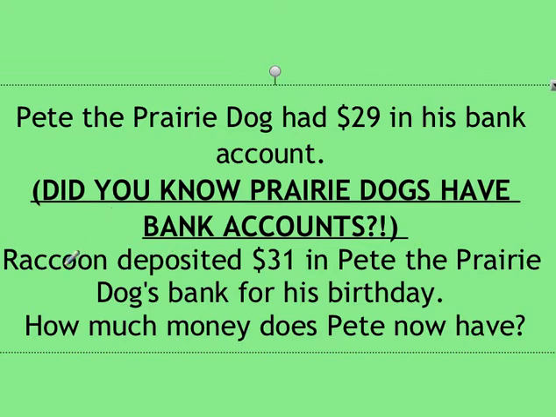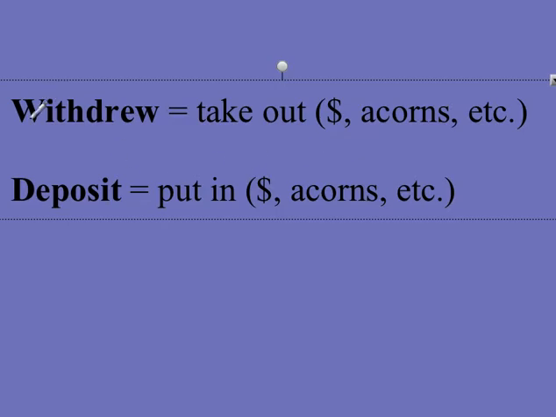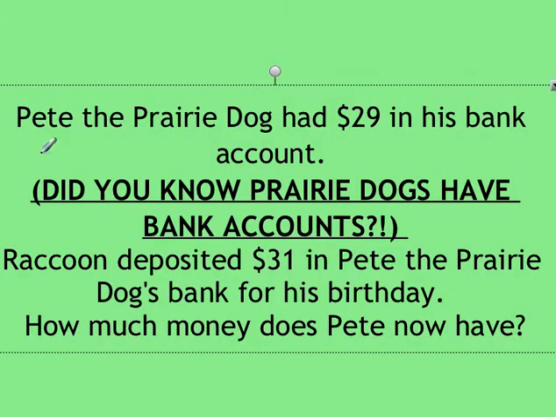We noticed that in here we talked about Raccoon depositing money. That's the opposite of withdrawing money. If withdrawing means to take it out, depositing means that you're going to put it in. So maybe you put in money to your bank account or you put in acorns to your nest. That's what depositing means. So if we go back to our story, we see that Pete the Prairie Dog started with $29 in his bank account, and then thanks to Raccoon, who gave him or put in $31 more, we now need to find out how much money Pete has.